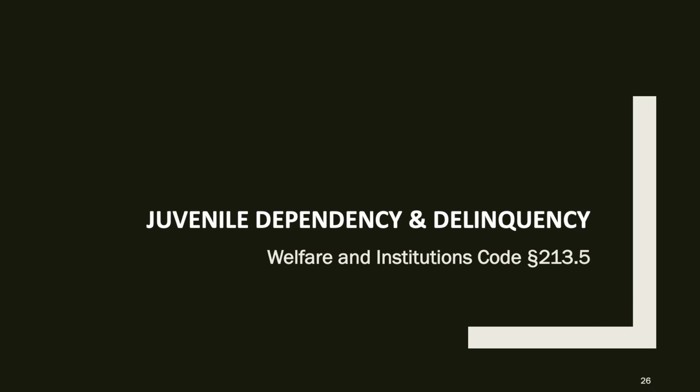Now, juvenile dependency and delinquency is a very complex kind of proceeding. And so I'm going to look at them together and show how they fit together and how they differ.